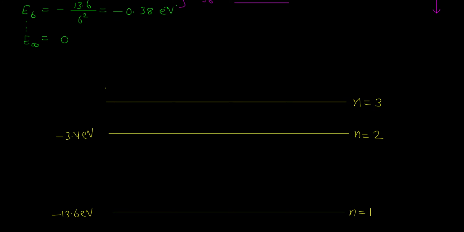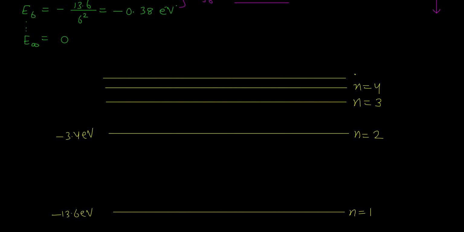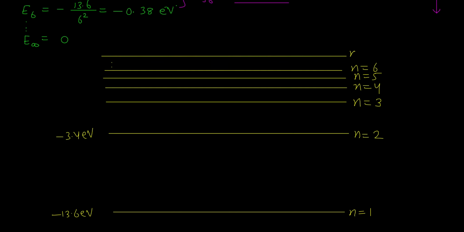The fourth orbit will be even closer, this is n equal to 4, the fifth will be much closer to 4, the sixth is also very close, and so on, and very soon we will reach n equal to infinity. So what was the energy level at n equal to 3?